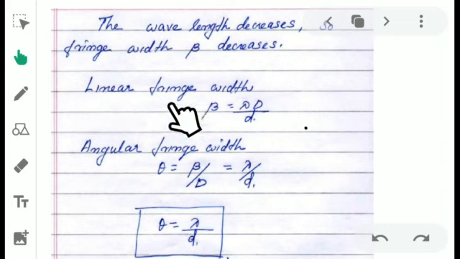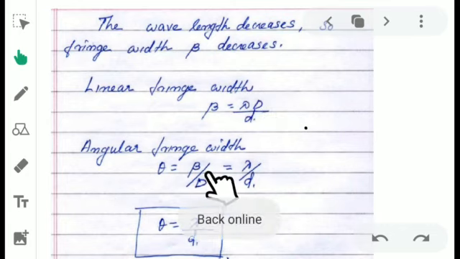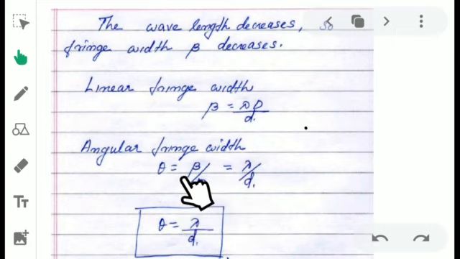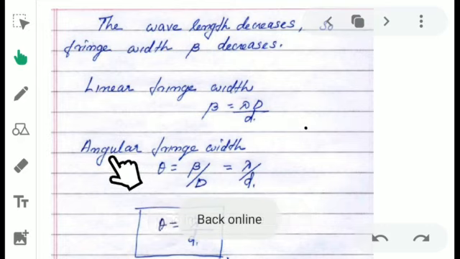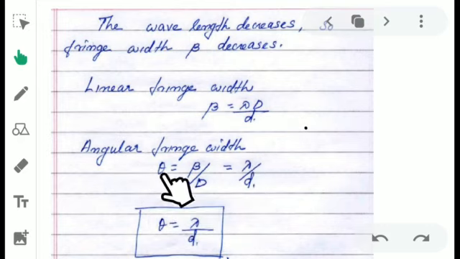Here the linear fringe width beta is equal to lambda D upon d, and the angular fringe width theta is equal to lambda by d. A very important point: the linear fringe width depends upon capital D, but the angular fringe width is independent of capital D. That means if we change the distance between the plane of the source and the screen, the angular fringe width will not change.